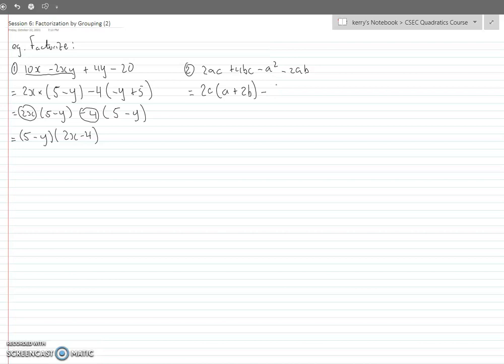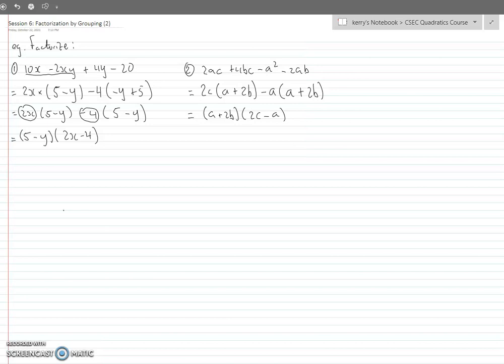Now over here. Now if I am taking out this minus here, remember, you always take out the smallest power of a. So minus a squared divided by minus a is positive a, and minus 2ab divided by minus a is positive 2b. Now again, going back to our previous video, you will see that you could now factor out this a plus 2b into 2c minus a, and that's the answer there.